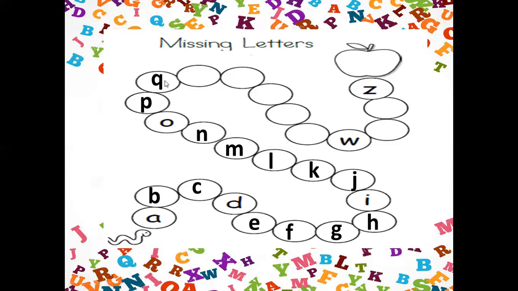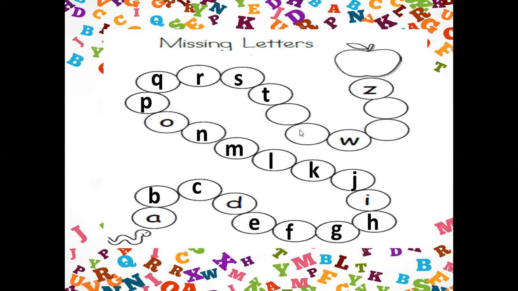Now, again, we have a missing letter after Q. What is the next letter after Q? It is R. O, P, Q, R. Now again we have four missing letters after R. The next letter after R is S. And again, we have a missing letter after S, and that letter is T. O, P, Q, R, S, T.